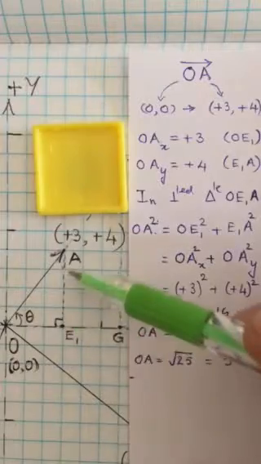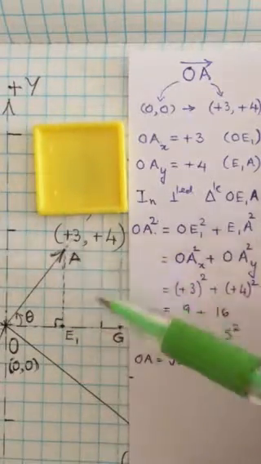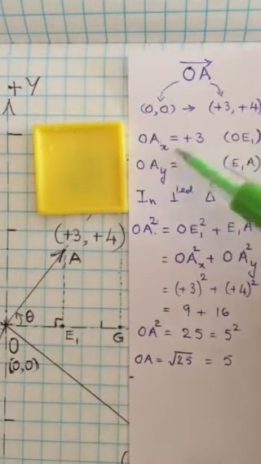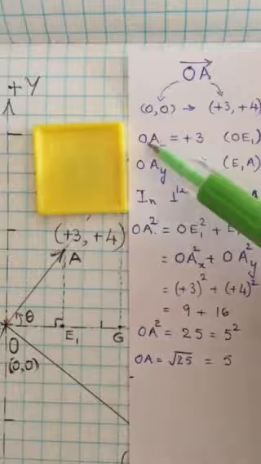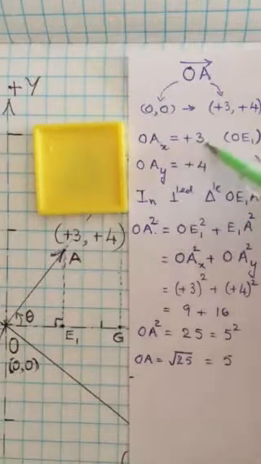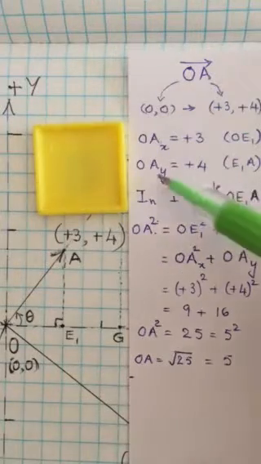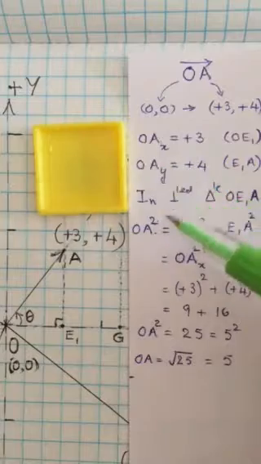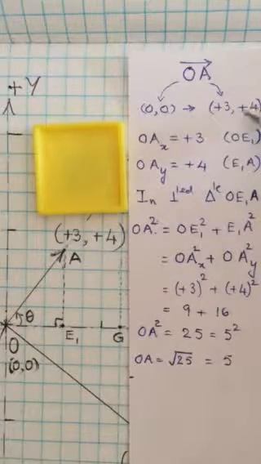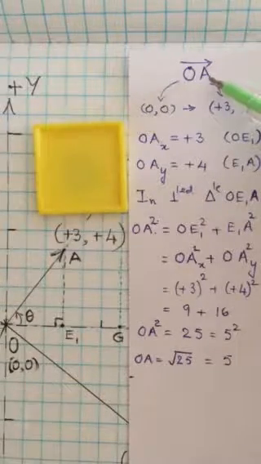Therefore, the y component of vector OA from E1 to A is simply plus 4 units. That's what I have indicated here. The x component of vector OA is plus 3, which is the x coordinate of final point A, and the y component of vector OA is plus 4, which is simply the y coordinate of the final point A.